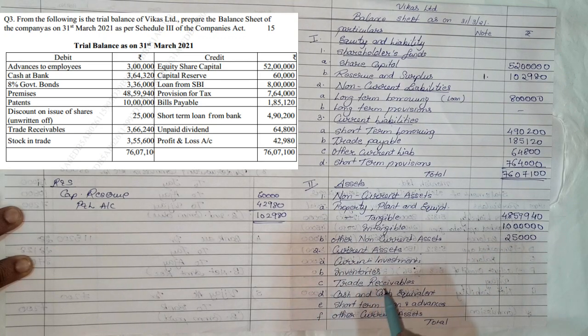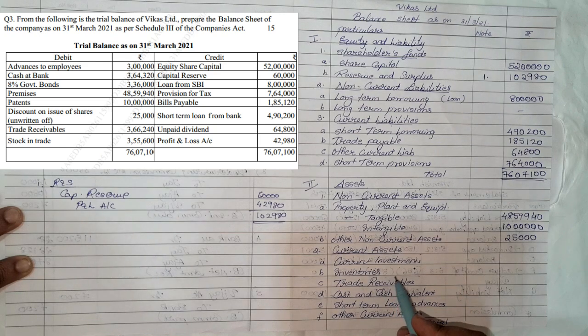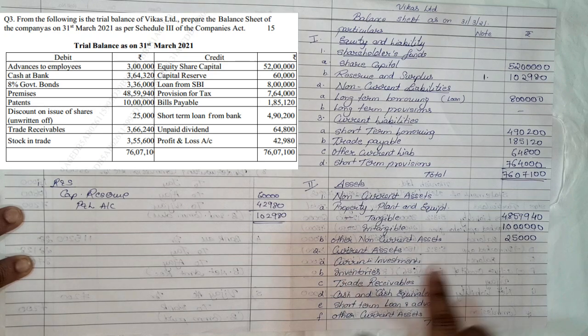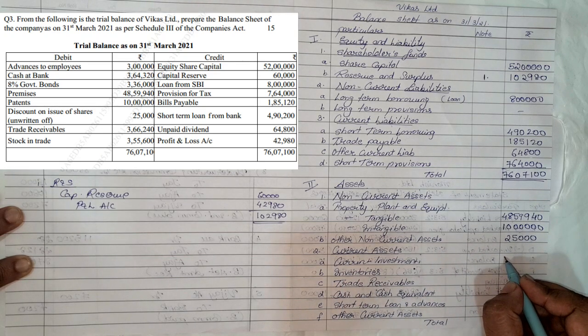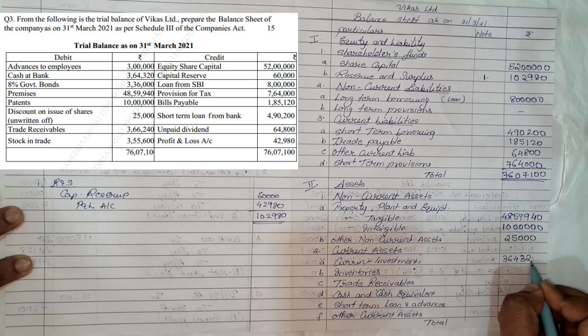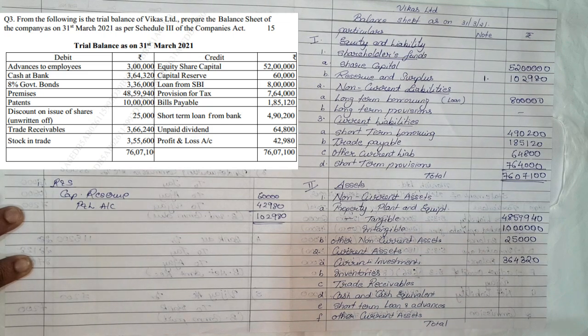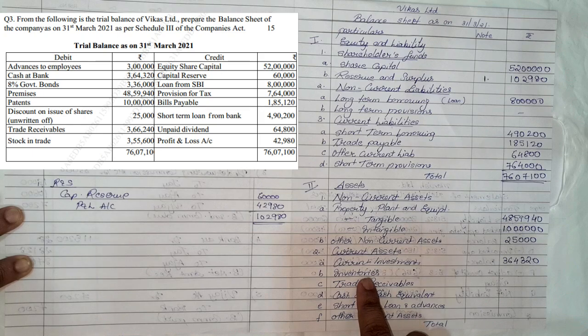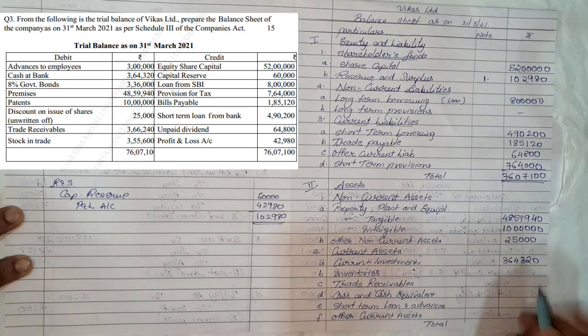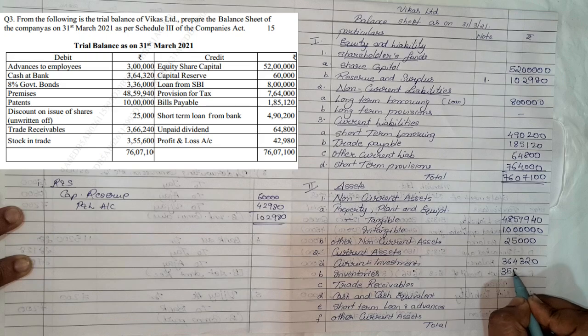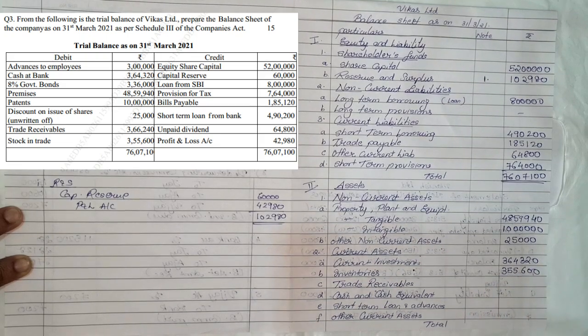Okay, on the current asset we have current investment if there is any current investment. Okay, 8% government bond. Now they haven't mentioned whether it's a long-term investment or not. So we'll take it as current investment, which is 3,64,320. Okay. Next, we have inventory. Inventory is a stock in trade. Directly it is given to us as 3,55,600. Next is trade receivables, directly given 3,66,240.